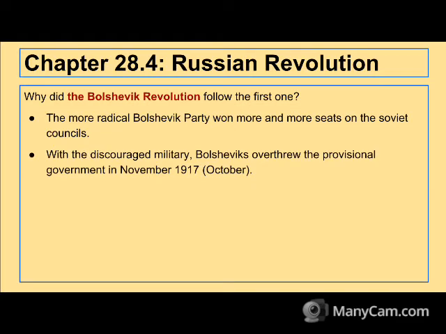Along with the military, which was discouraged from extensive defeats and heavy losses in World War I, the Bolsheviks eventually overthrow the provisional government that has just overthrown the Tsar. This happens in November of 1917. By the Russian calendar at the time, it is the October Revolution. So you've got the February Revolution and the October Revolution, which happened in March and November, confusingly.